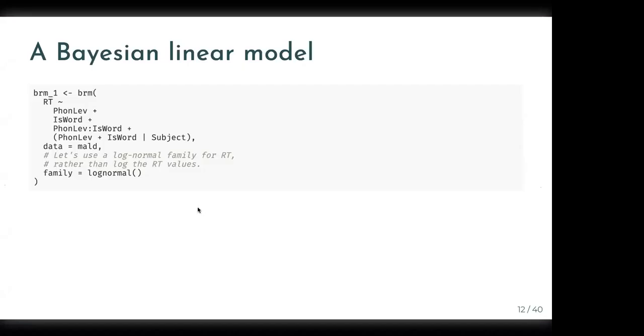So we can run a Bayesian linear model. It's actually quite nice. You just literally have to change the function. Instead of using the lmer function, you use brm. That's from the brms package, which stands for Bayesian regression models, and that is the package that provides the user with the brm function. You can think of brm as the Bayesian equivalent of lmer, basically.